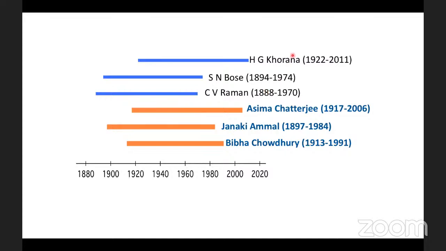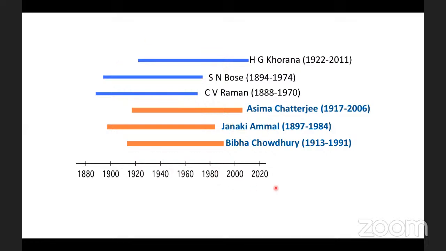Hargobind Khurana won the Nobel Prize. C.V. Raman won the Nobel Prize. Satyendranath Bose did work worth a Nobel Prize. And what you see is Janaki Ammal was born at about the same time as S.N. Bose and C.V. Raman, whereas Oshima Chatterjee and Bibha Chaudhary are a little later. They are more contemporary of Hargobind Khurana.